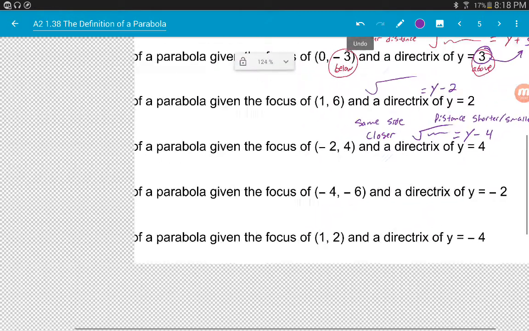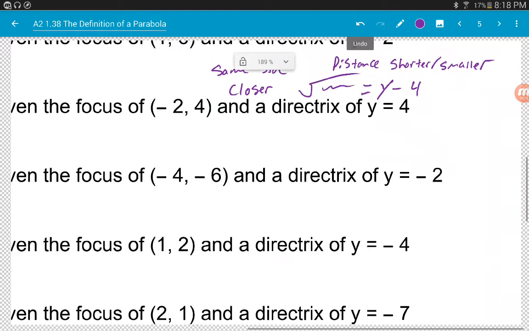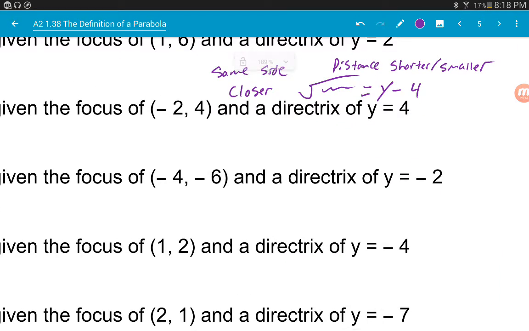The last one that I want to cover is question number 18, because I want to cover this whole double negative thing. This is negative, so it's below. This is negative, so it's below. So they're closer because they're on the same side. Since they're closer, that means I have y minus something. Y minus what? I would set up the equation equal to y minus 2.